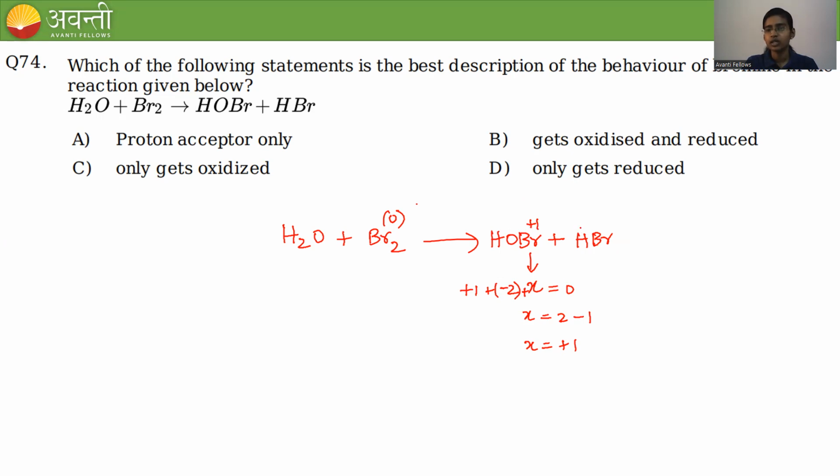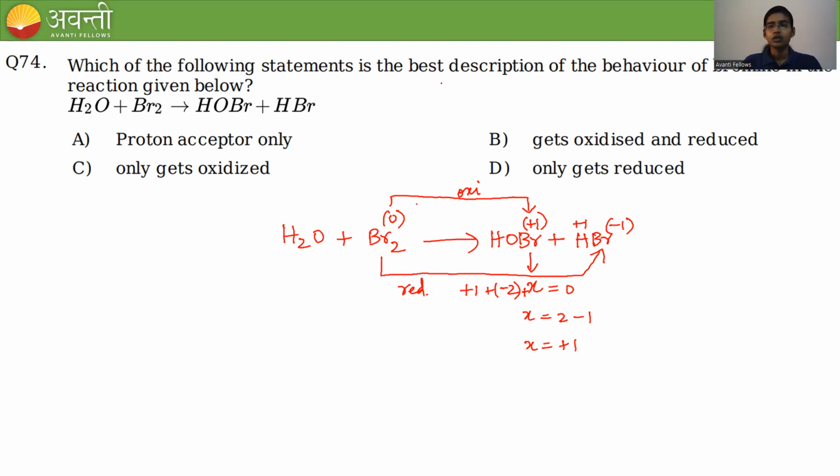And in case of HBr, for hydrogen it is +1, so obviously for bromine it is -1, right? So this is the oxidation state of all the bromine. Bromine is going from 0 to +1 in one of the products, which is oxidation. And in the other product, bromine is going from 0 to -1, that is reduction. So what is the answer? Bromine gets oxidized as well as it gets reduced. Okay.